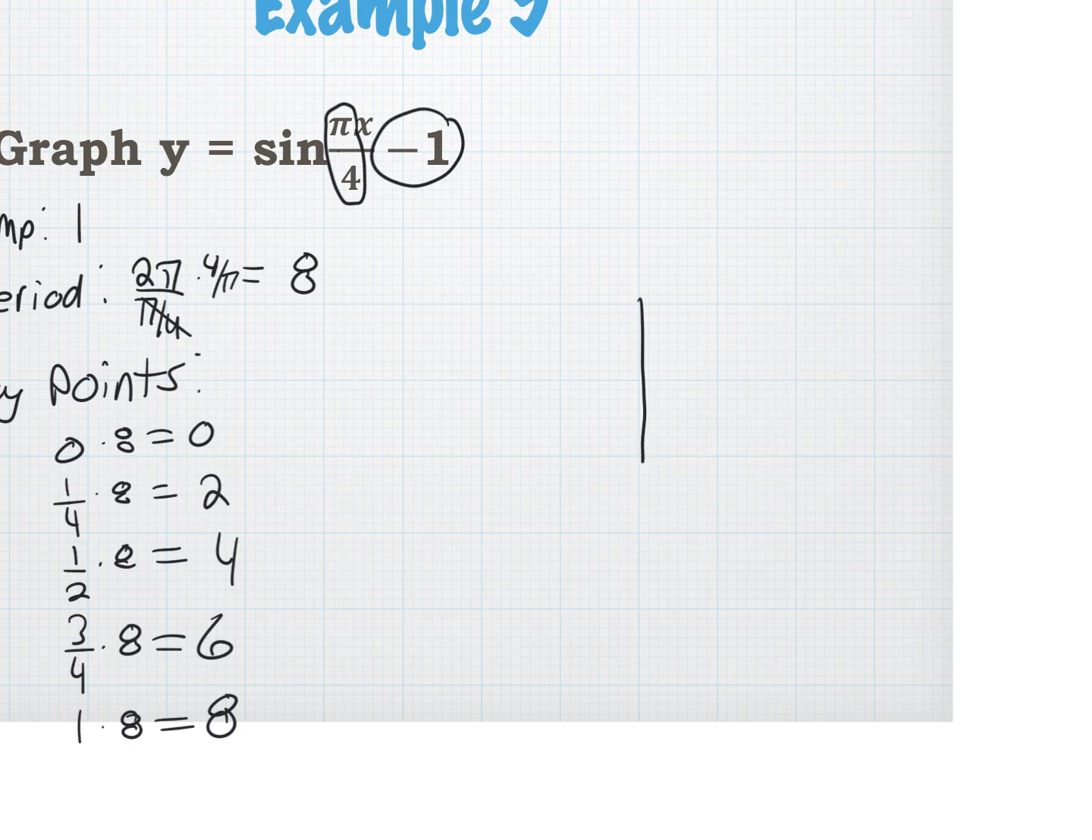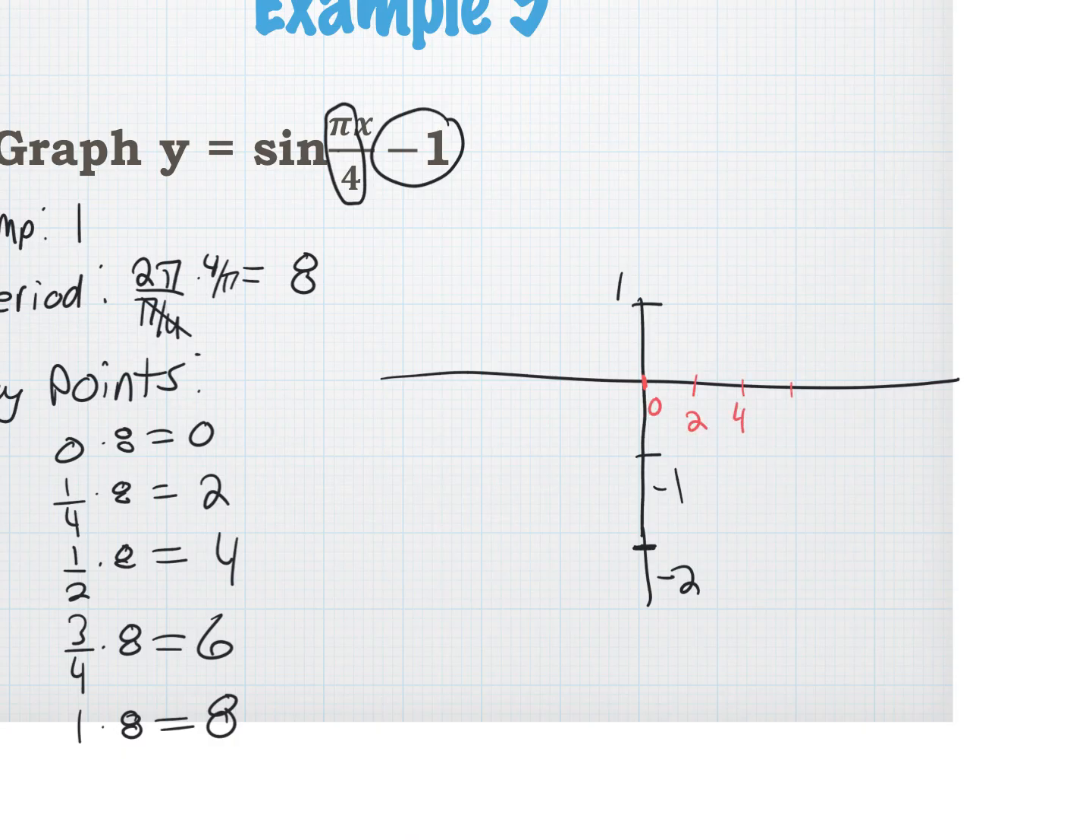So let's go ahead and graph it, the original one, and then we're going to shift it down a unit. All right, so I'm going to have a 1, a negative 1, and then since we're going to shift it down, let me plot a negative 2. All right, so on the x-axis, let's plot the 0, the 2, the 4, the 6, and the 8. And then let me plot the negative 2, the negative 4, the negative 6, and the negative 8.